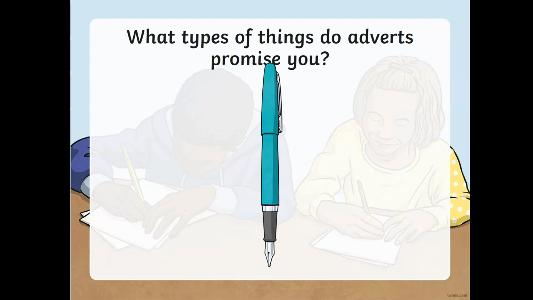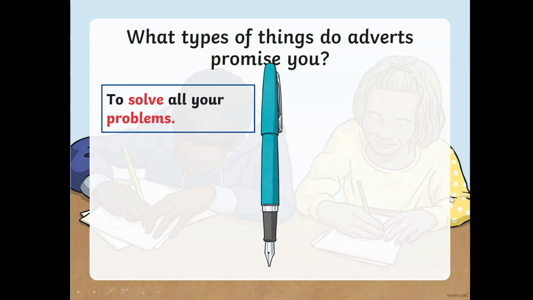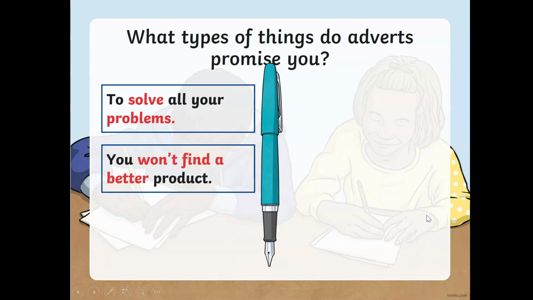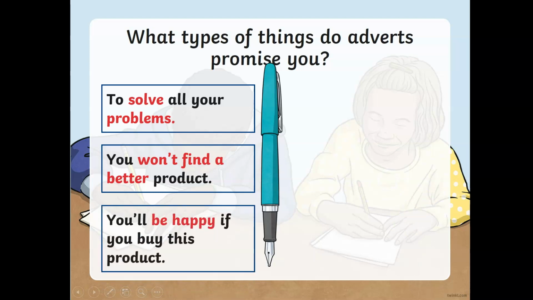What type of things do adverts promise you? Definitely, all adverts promise something in exchange. If the customer is going to go for them, they have something in return. They will either promise to solve all your problems, or sometimes they will make a kind of statement before you. They will try to show that they are the best and you won't find a better product than them. You'll be happy if you buy this product. These are the selling strategies which they mention in the advertisement.